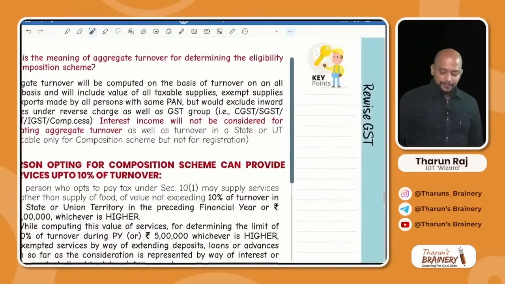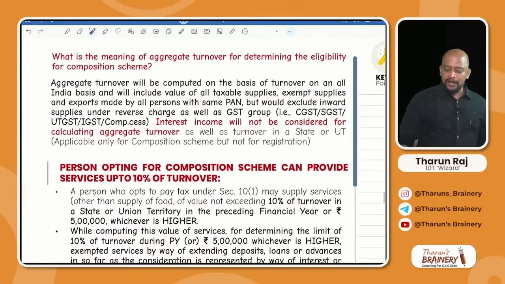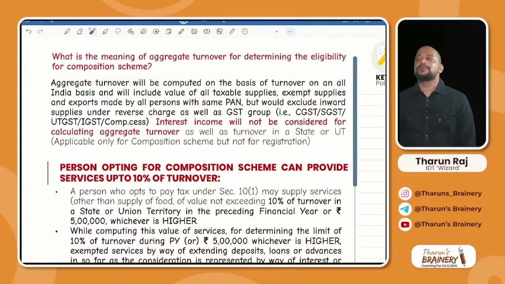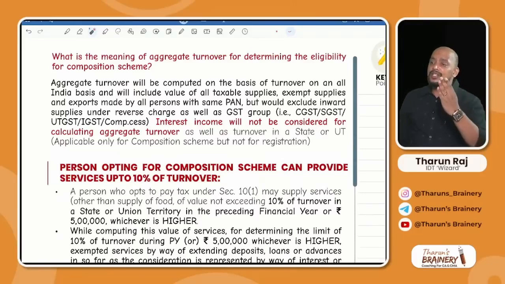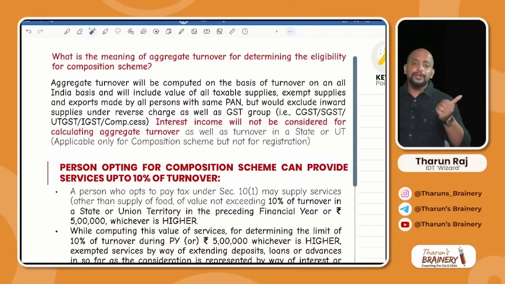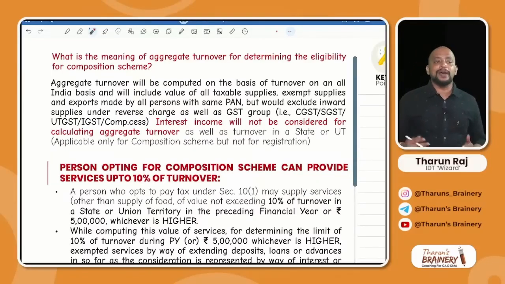Okay, next one. What is the meaning of aggregate turnover for determining the eligibility to opt for composition scheme? What is the general meaning of aggregate turnover? Taxable supplies, exempted supplies, non-taxable supplies, zero rated supplies. These four will come in aggregate turnover. Two things will be minus: 4 plus 2 minus. Plus taxable, exempted, non-taxable, zero rated. What is minus? Inward supply under RCM and taxes will be excluded.